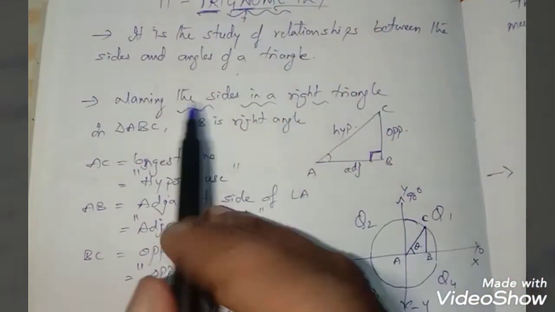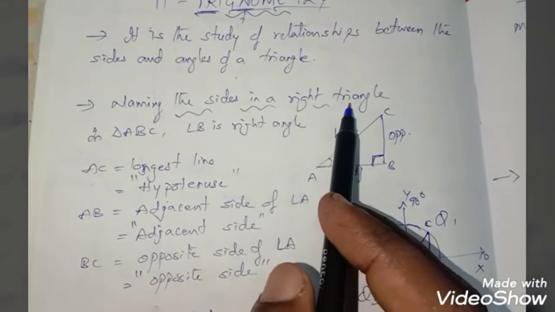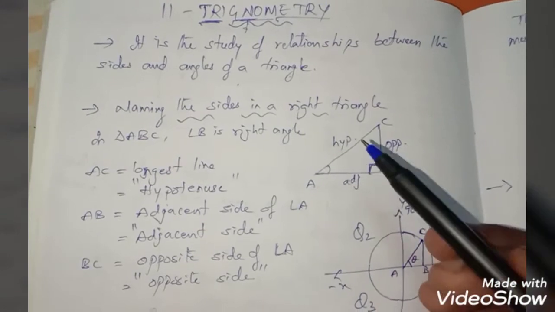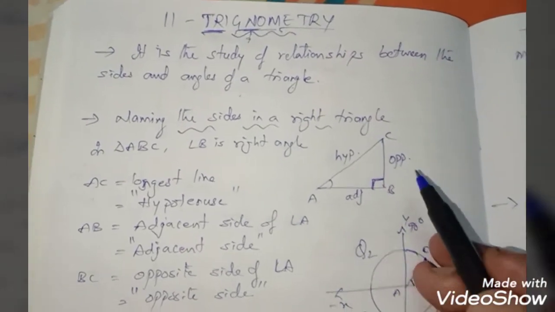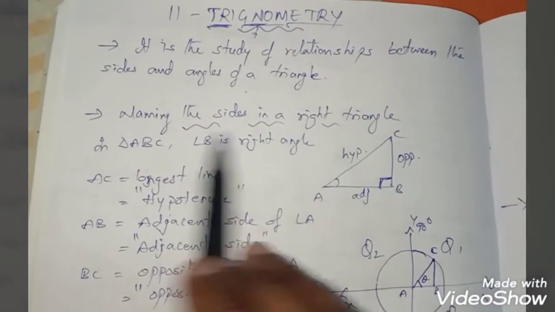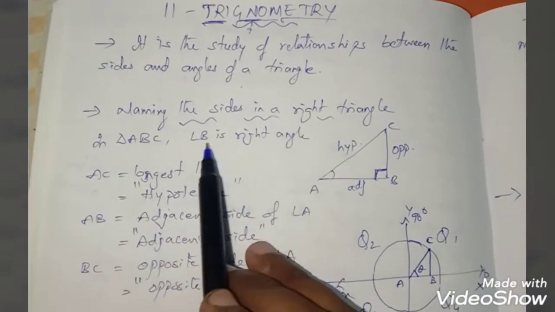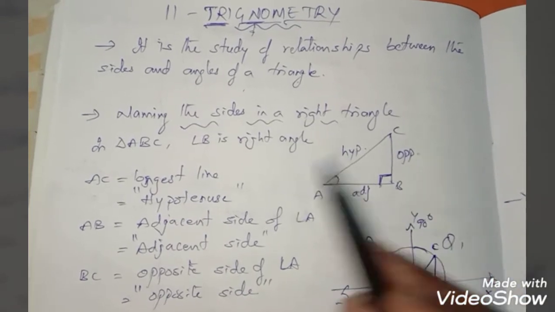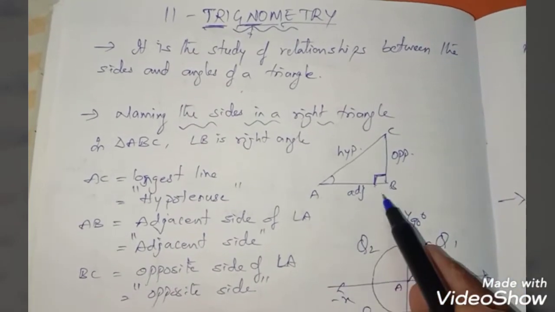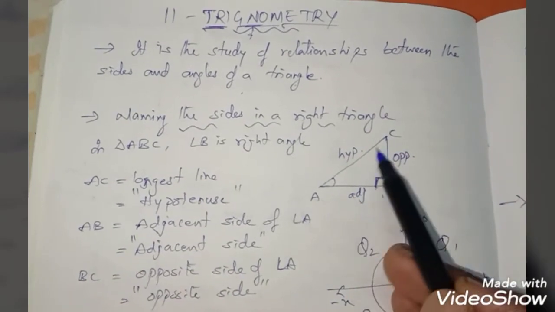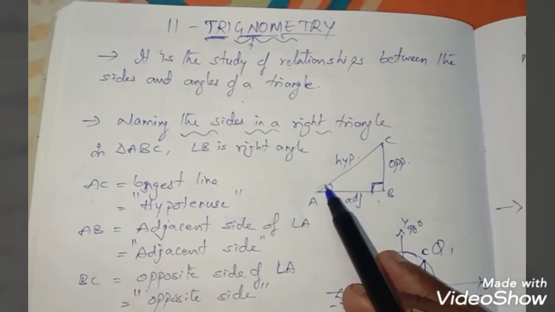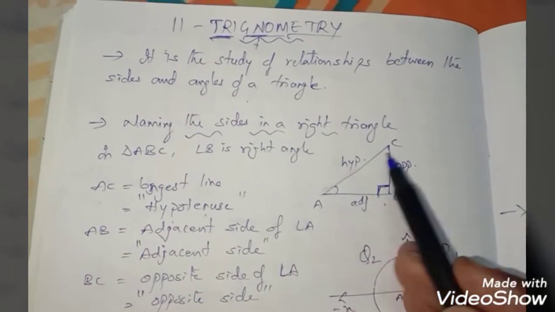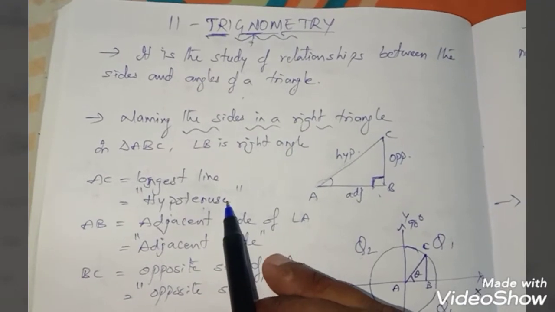Next one is naming the sides in a right angle triangle. Before starting trigonometry, we have to know the names of the sides of a right angle triangle. In triangle ABC, angle B is a right angle. In this, AC is the longest line. We call the longest line the hypotenuse. Always remember, in a right angle triangle the longest line is the hypotenuse.